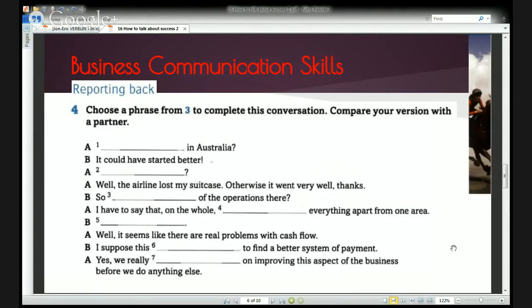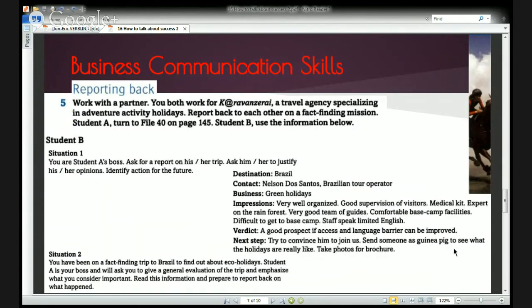I don't think we're going to have time in today's class, but we're going to use those in an activity. So let me just give you a quick overview of what's coming up. We don't have enough time to start this. So in the next class, we're going to be having a meeting of our own. And I'm going to give you a structure for the meeting. You and a partner work for Caravanserai, a travel agency specializing in adventure action holidays. You're going to be reporting back to each other about a fact-finding mission of your own.